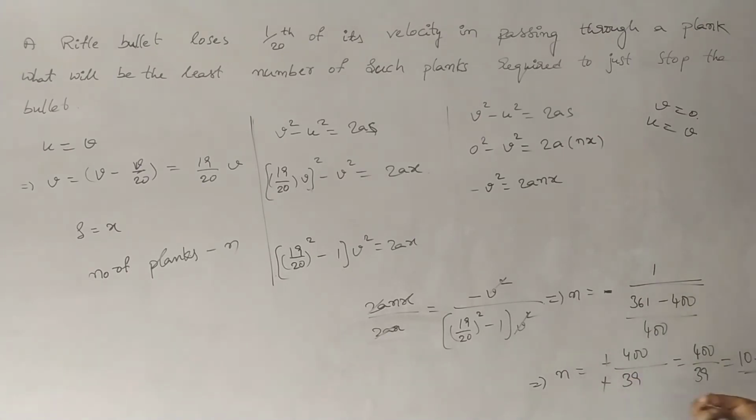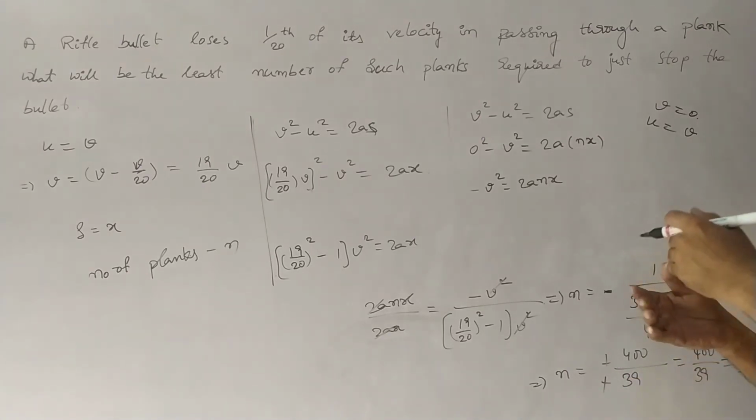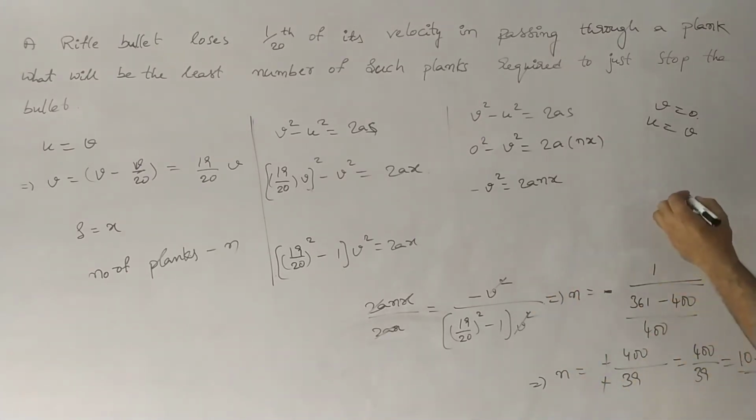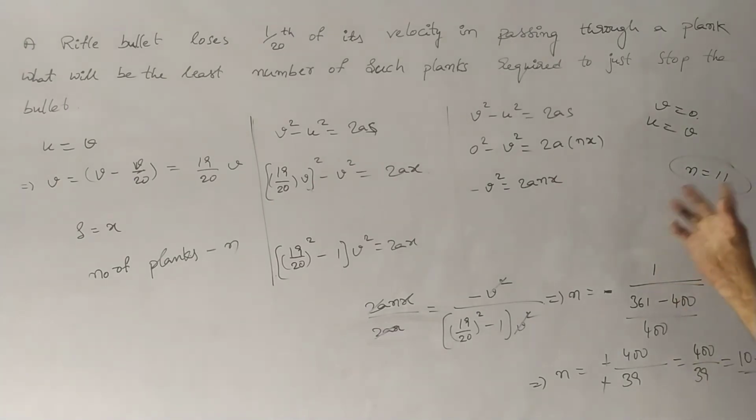So based on that, the bullet will travel until it touches the 11th plank. So the number of planks required is n equals 11.